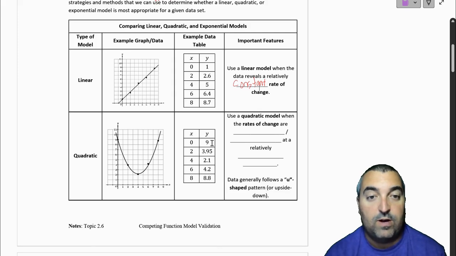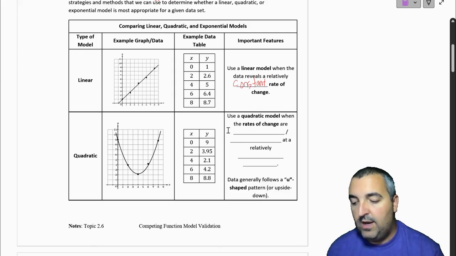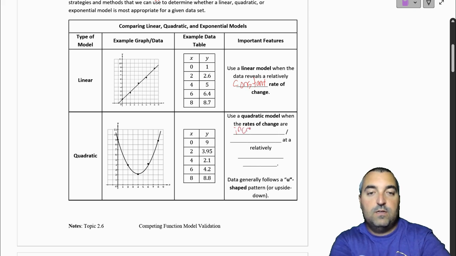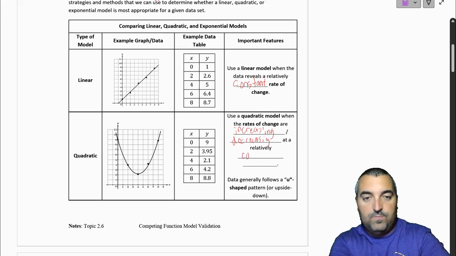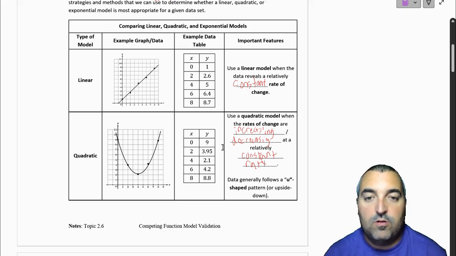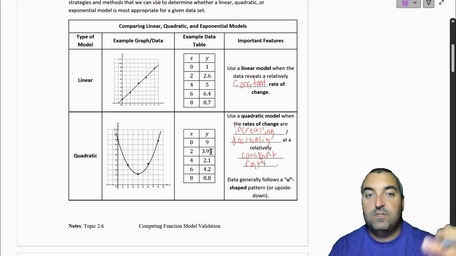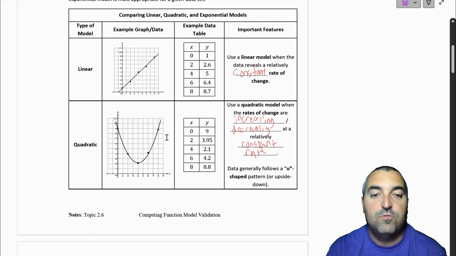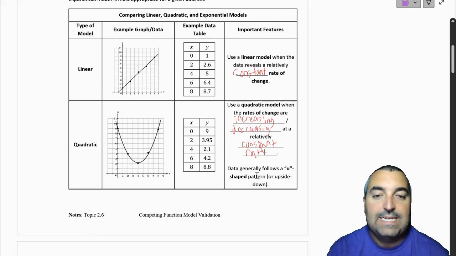Okay. For quadratic, on the other hand, we've talked about this before, that we use a quadratic model when the rates of change are increasing or decreasing at a relatively constant rate. Constant rate. Okay. So again, if our rate of change is increasing every 2 or 3, right? Something close. You will use quadratic. Also, in general, if you look at the data points and they have a U shape to them, that's another good indicator just to the eye.